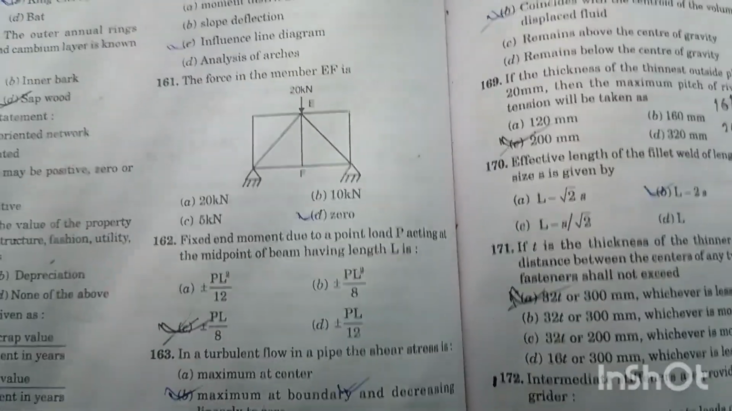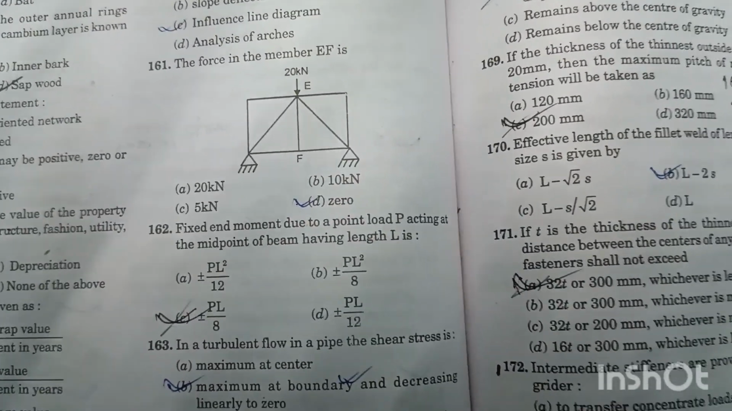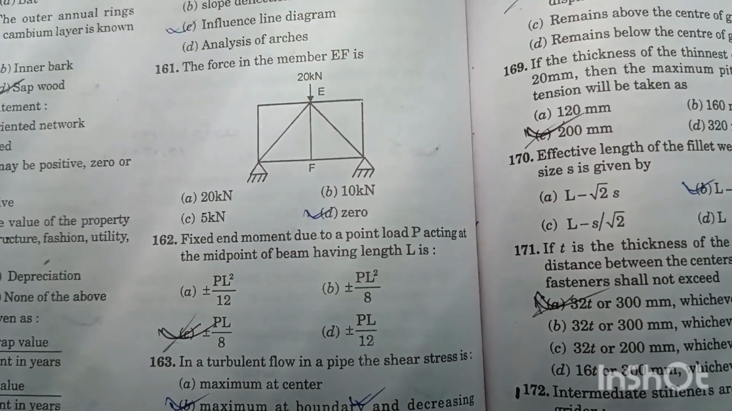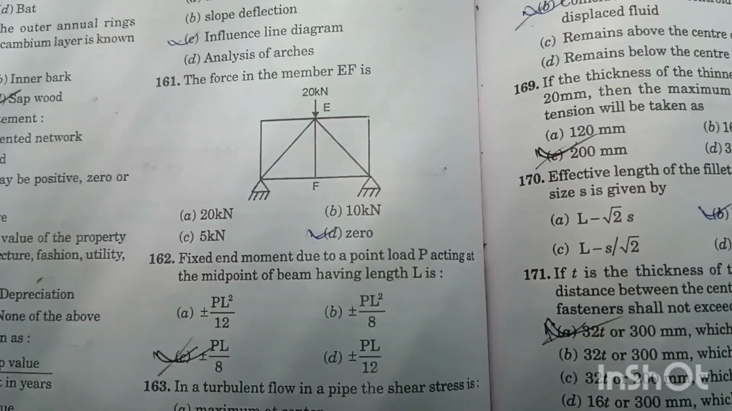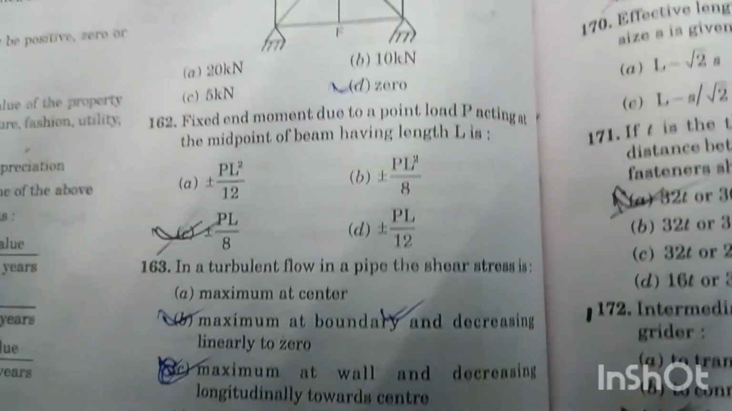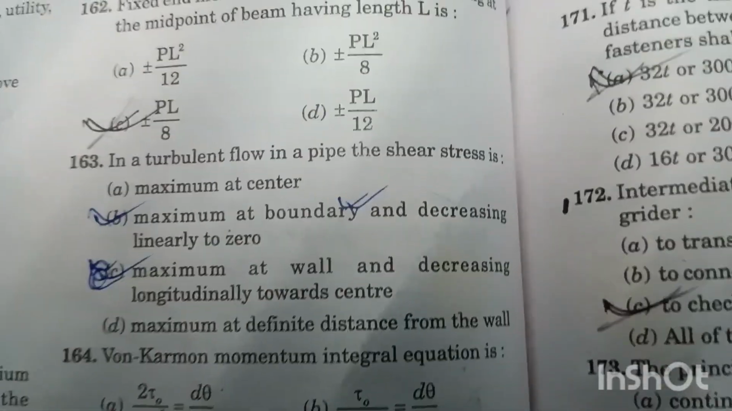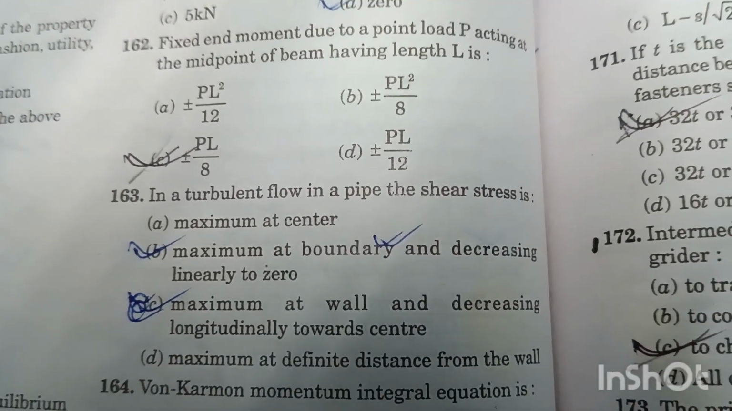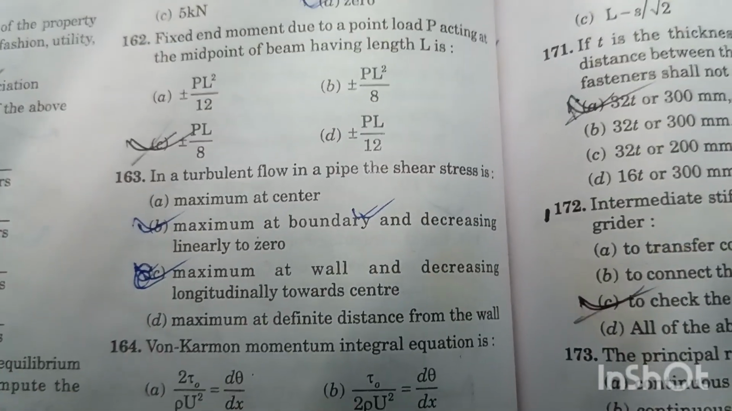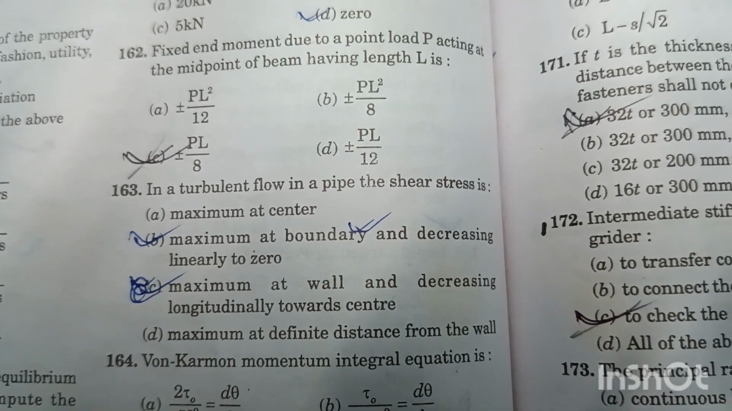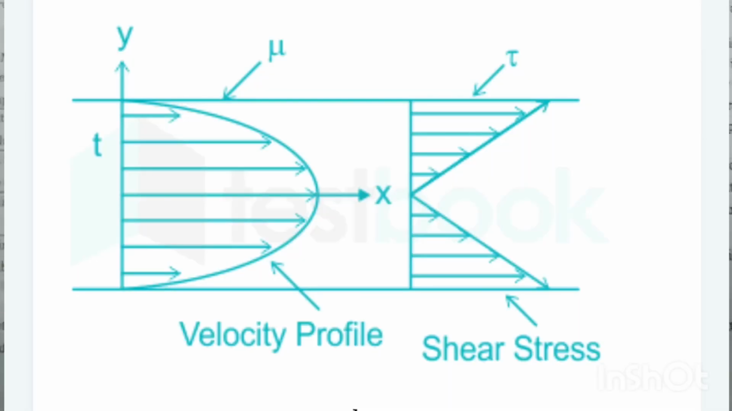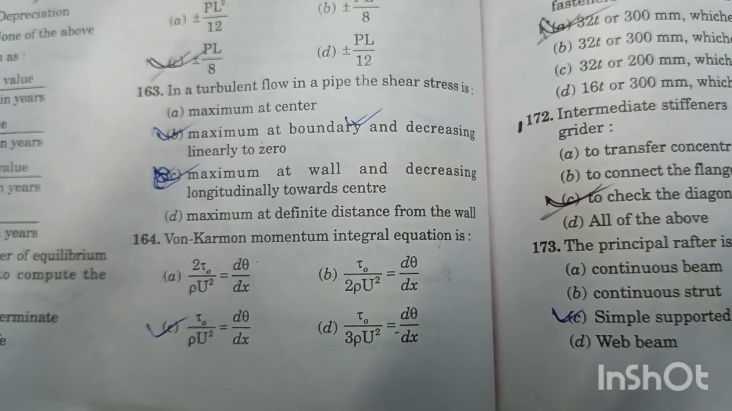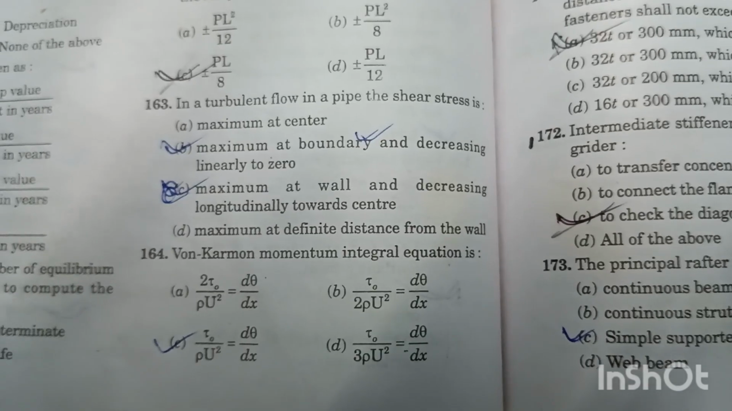Question number 162. Fixed end moment due to a point load P acting at the midpoint of a beam having length L is PL by 8. Option C is the right answer. Question number 163. In a turbulent flow in a pipe, the shear stress is maximum at the boundary and decreasing linearly to 0. Option B is the right answer.